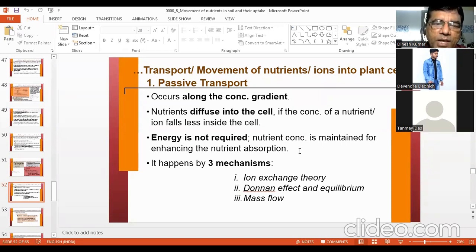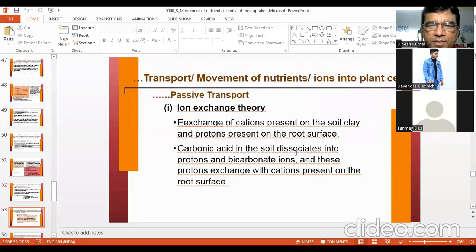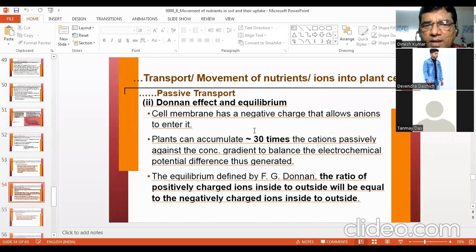So passive transport happens by three different mechanisms: ion exchange, Donnan effect and equilibrium, and the third one is mass flow. All are passive transport. Ion exchange theory: exchange of cations present on the soil clay and protons. I think I discussed this contact exchange or ion exchange already.